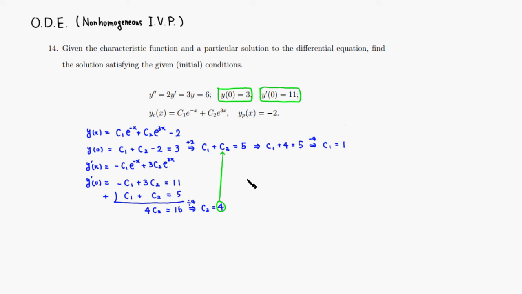All right, so therefore, we are looking for the solution. y of x is equal to, c1 is 1, so you have e to the negative x, and c2 is 4, so plus 4 e to the 3x, and the particular solution is minus 2. All right, so this is the solution of the initial value problem.